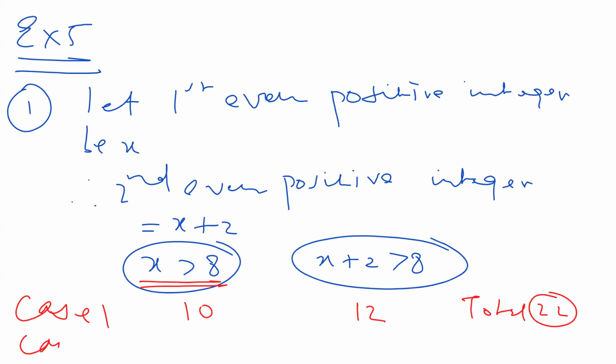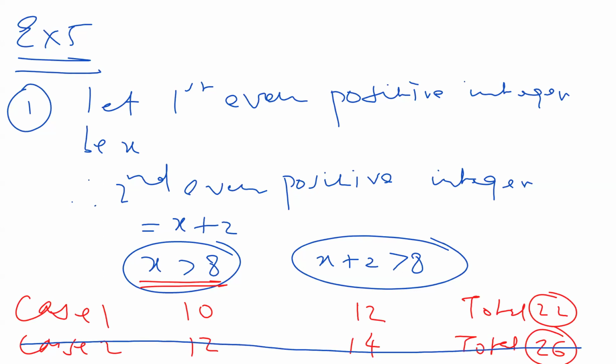Case 2. Make this 12. So after 10, the next positive even integer is 12. So which will be the number after 12, which is a positive even integer? 14. Calculate the total. 26. So it's more than 25. So there is no case 2, no case 3, nothing. There is only one case. So the answer is 10 and 12.